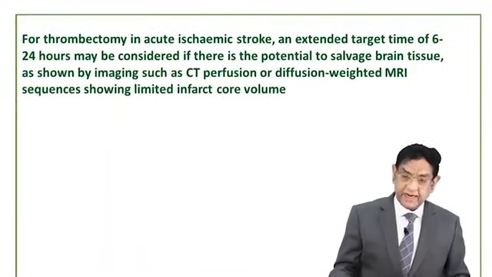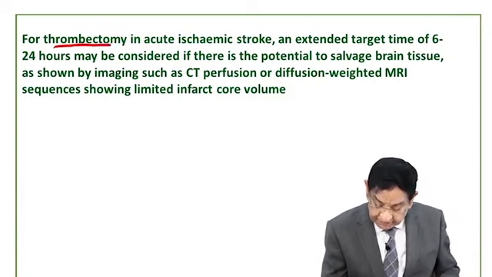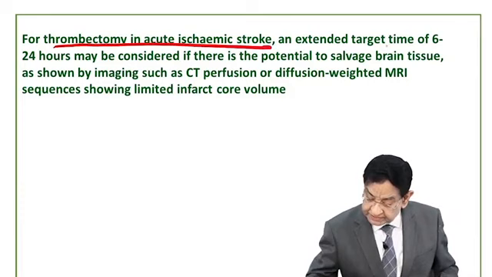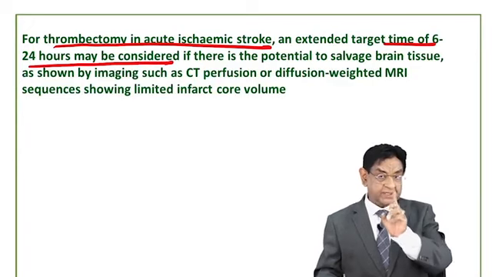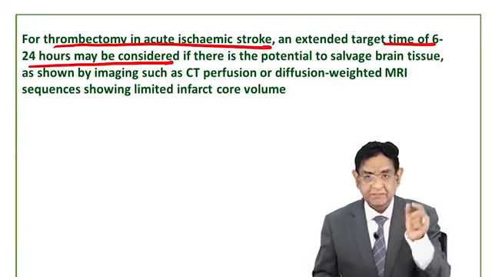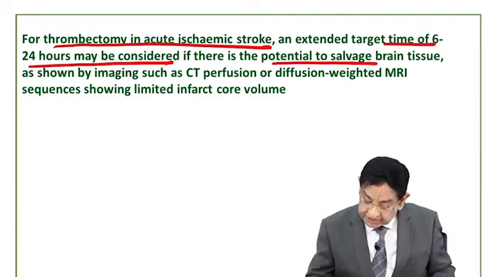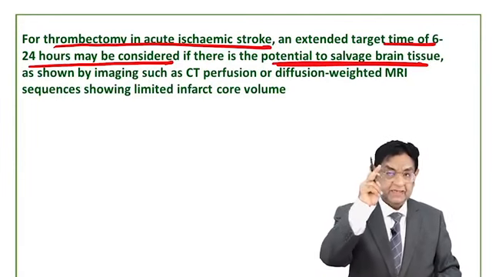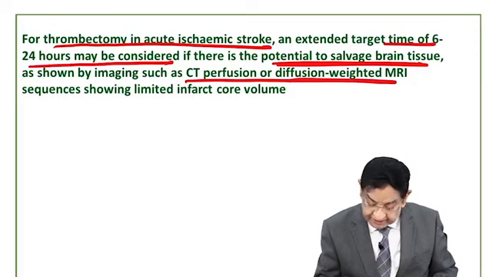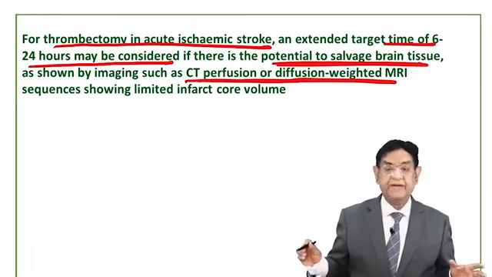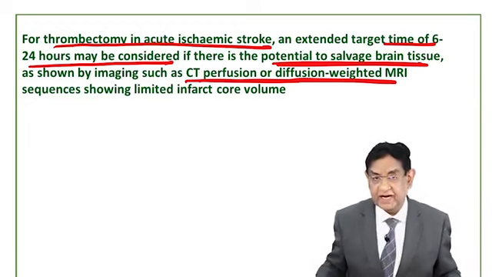So the golden line, what the NICE guidelines say for thrombectomy in acute ischemic stroke: 6 to 12, 24 hours may be considered. Up to 6 hours is the best, but 6 to 24 hours is confirmed if there is potential to salvage brain tissue. And you cannot decide that unless you do CT perfusion or diffusion-weighted MRI, so that we know whether we have a salvageable brain area or not.